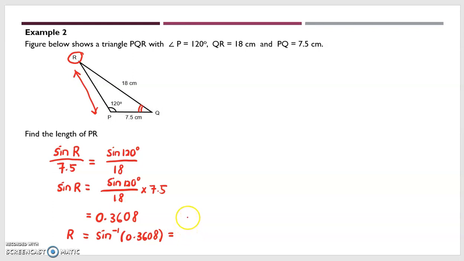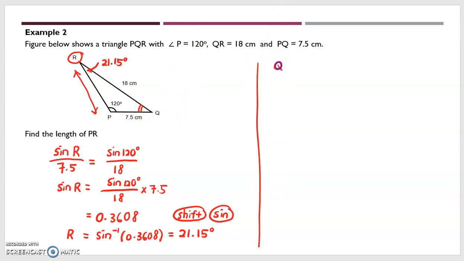On your calculator, you have to press shift and then press sine. Then you should have sine inverse 0.3608. So here the angle is 21.15 degrees. So this is the angle of R. The angle of R here is 21.15 degrees.